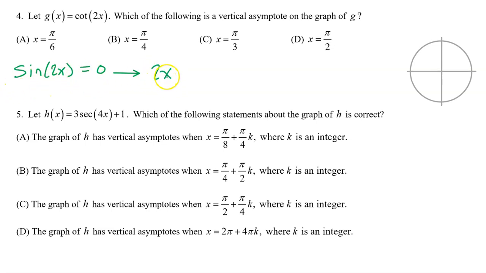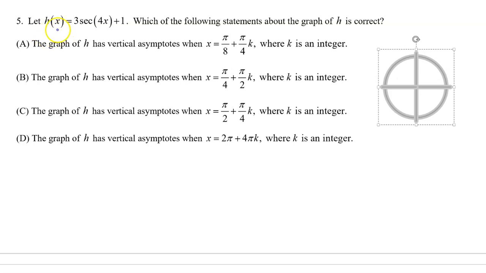First, we find 2x by asking ourselves the sine of what is equal to 0. Sine is the y value on the unit circle, and y values are equal to 0 here and here. So 2x will equal 0 or pi. Dividing both sides of the equation by 2, we get x is equal to 0 or pi over 2. So x equals pi over 2 is a vertical asymptote. So the answer is D.